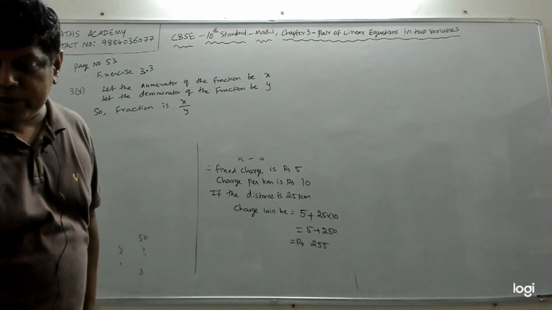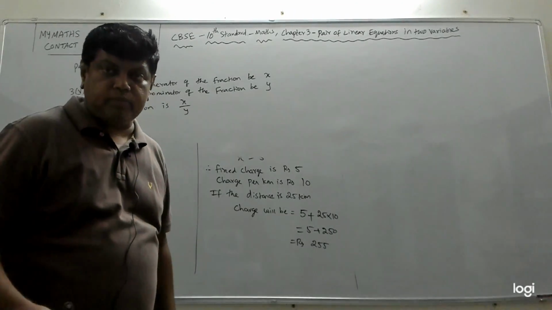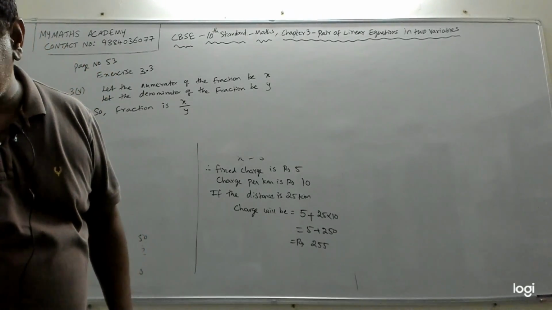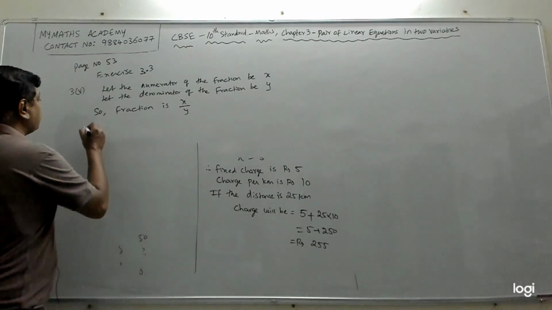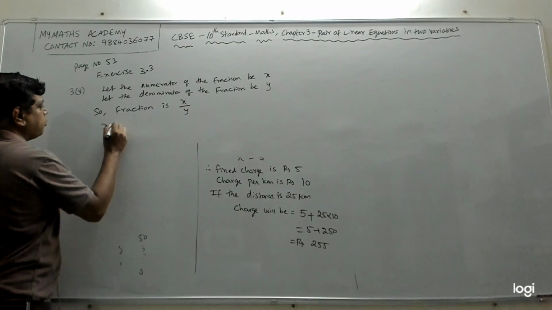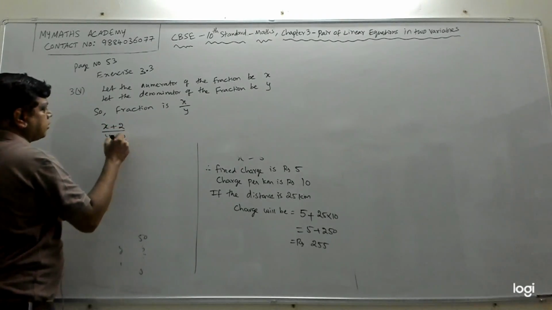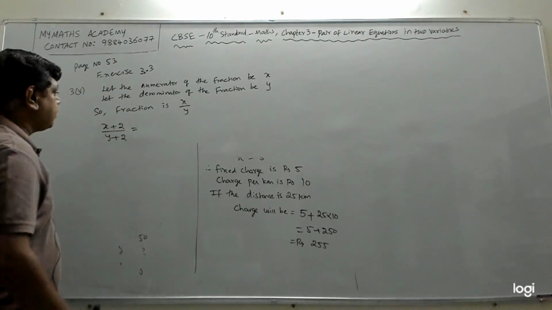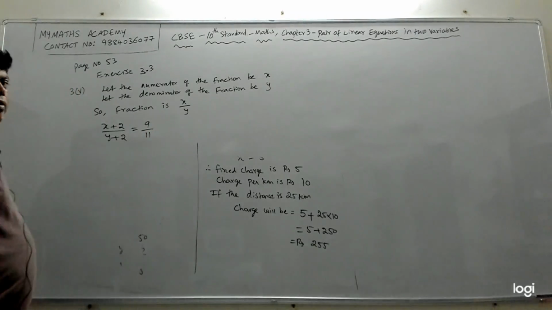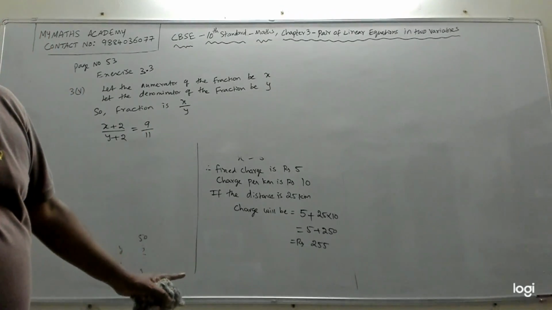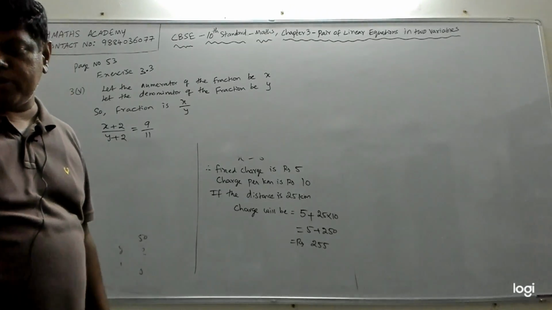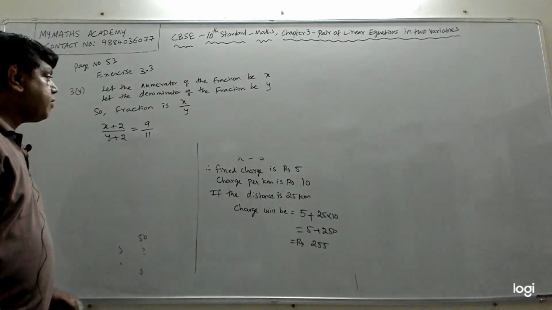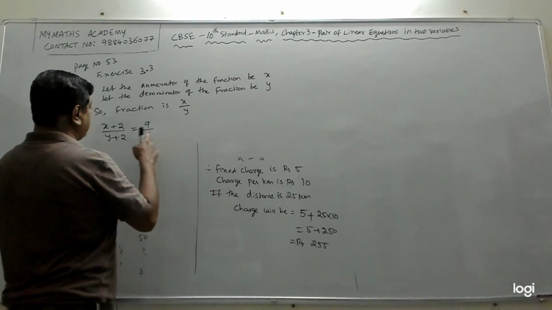Now let's read the question. It says the fraction becomes 9 by 11 if 2 is added to both numerator and denominator. So the numerator is x; if I add 2 to the numerator as well as to the denominator, then the fraction becomes 9 by 11. This is given, and this is what we get from the first statement. This is one equation. We'll try to simplify this.